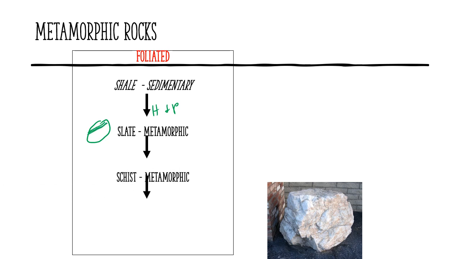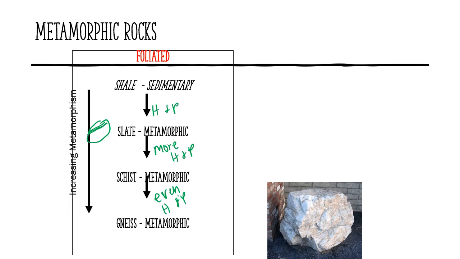Okay, more heat and pressure will give you schist. Okay, and then even more heat and pressure will give you gneiss. So that was that really pretty banded one. So that's lots and lots of heat and pressure have caused those minerals to arrange themselves in those bands. So again, as you go down this list, it's increasing metamorphism. So it's an increasing change due to an increasing heat and pressure.